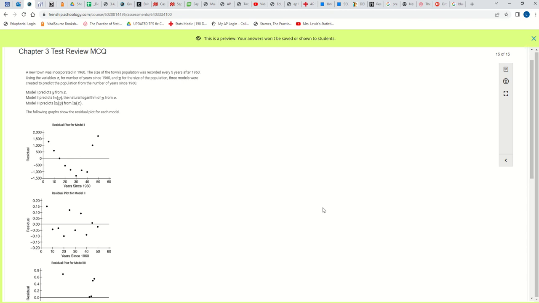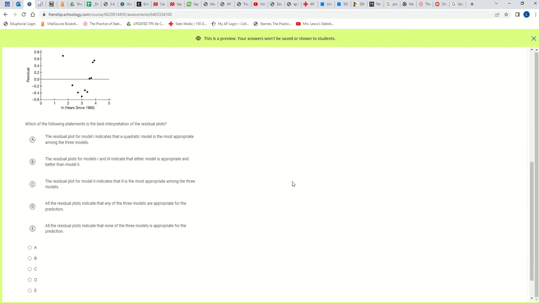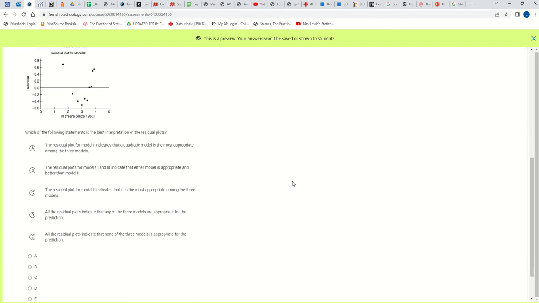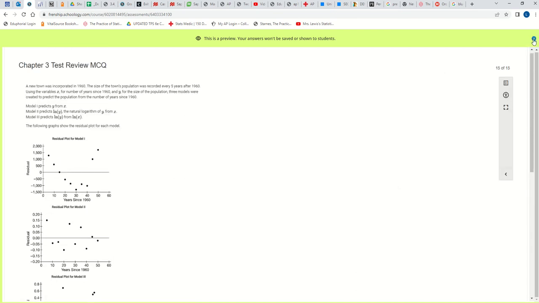We can actually finish before the lunch bell. Oh my gosh, look at this last one. See all those residual plots? Which one is the best one? The middle one, model 2, is the best. The residual plot for model 2 indicates that's the most appropriate among all of the models. C. Do it, submit it, get your 100. Hopefully you get 100, or that'd be really embarrassing for me.